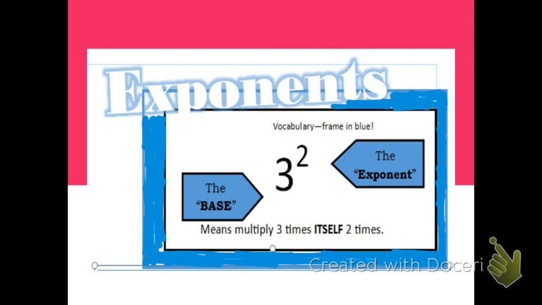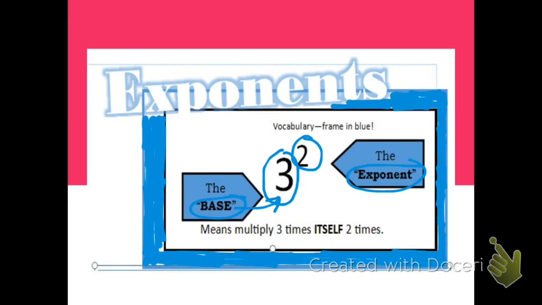And then there are two parts to it. We have what's called the base, and we have what's called the exponent. So the base is basically the big number. That's what's right here. It's the number that you're going to multiply by itself. The exponent, that's the little number, and that's the one that tells you how many times to multiply it.